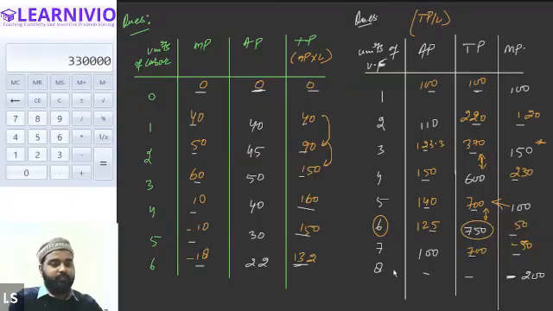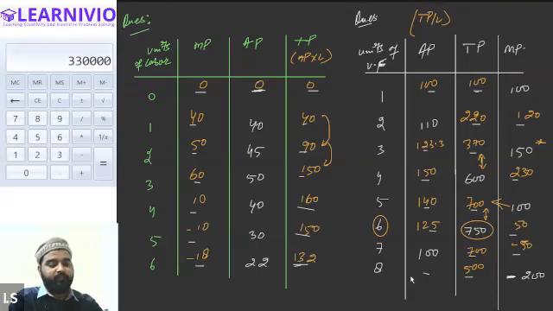And at the 8th unit of variable factor, the marginal product is minus 200. That means our production has declined by 200 units, so the total production will now be only 500. Now 500 will be divided by 8 to get the average product. So 500 divided by 8, the answer is 62.5. Correct. So this is it.